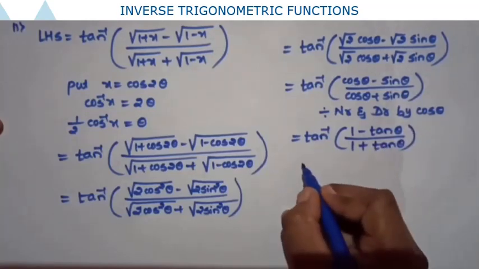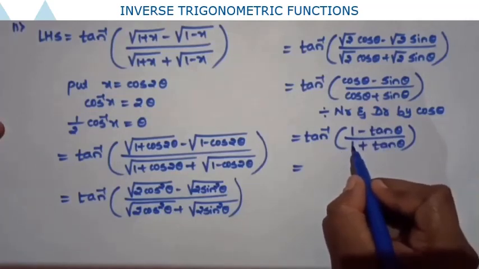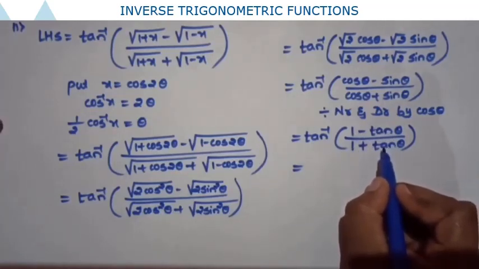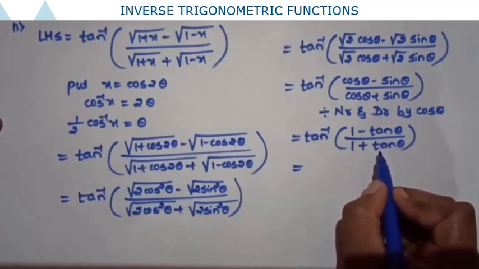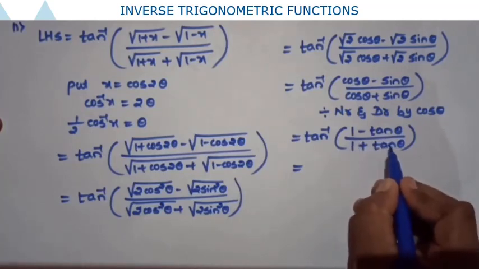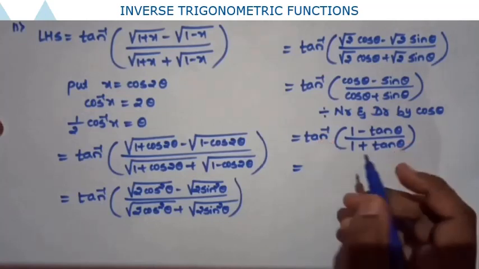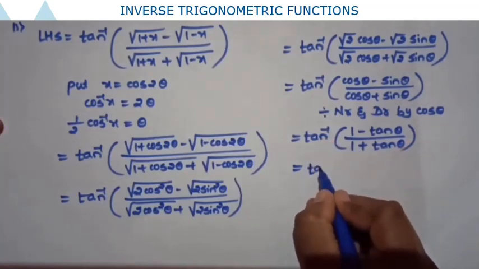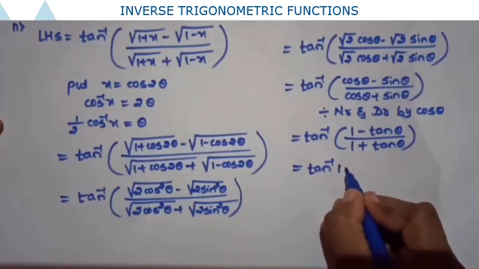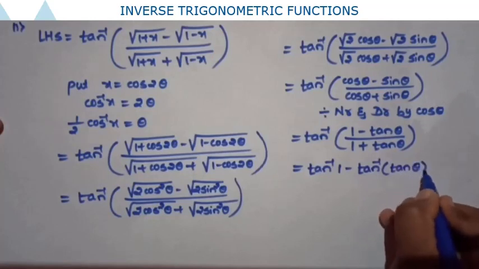So now this is converted to the form tan inverse of x minus y by 1 plus xy. Property number 6: tan inverse x minus tan inverse y is tan inverse of x minus y by 1 plus xy. We have the RHS part of property number 6. Therefore this is written as tan inverse x, where x is 1, minus tan inverse y, where y is tan theta.